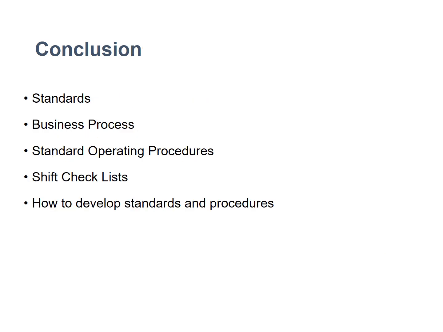So in conclusion, we have looked at standards, business processes, standard operating procedures, shift checklists, and how to develop standards and procedures. And built in with all these standard operating procedures and checklists and developing standards and procedures come other tools and methods, like total quality management.